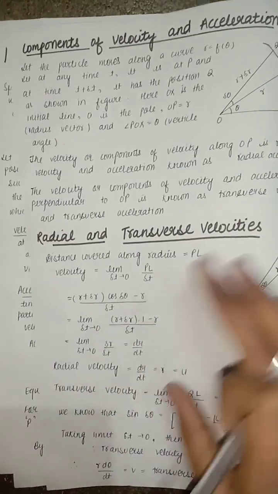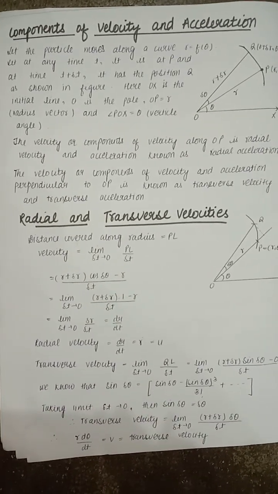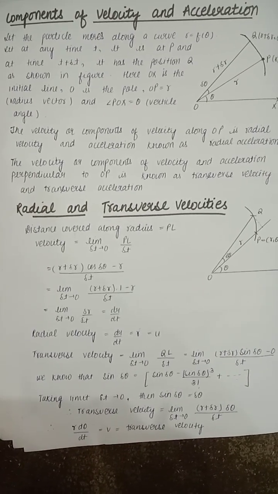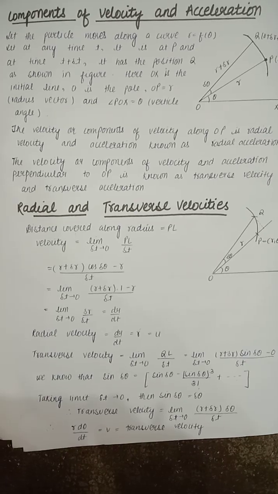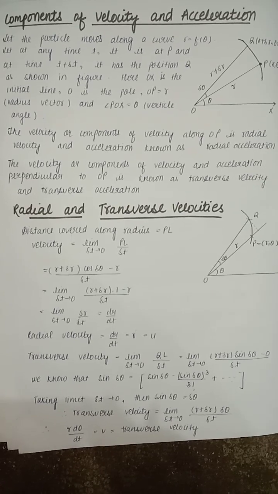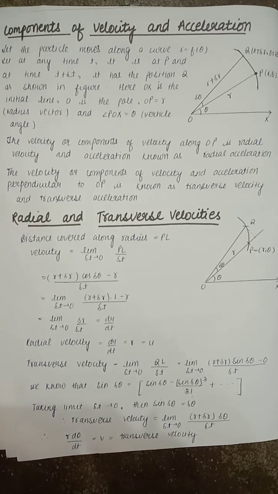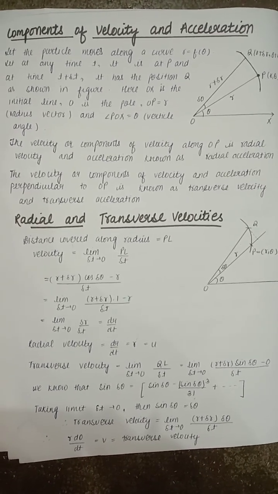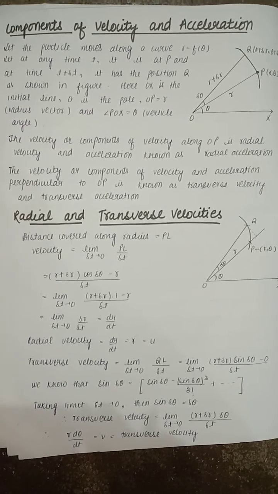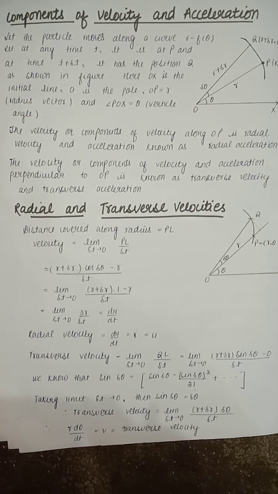Next, we proceed to components of velocity and acceleration. Let the particle move along a curve r is equal to f of theta at any time t. It is at P, and at the time t plus del t it has the position Q, as shown in the figure. Here OX is the initial line, O is the pole, OP is equal to r, which is the radius vector, and angle POX is equal to theta, which is the vectorial angle. The velocity or component of velocity and acceleration along OP is known as radial velocity and radial acceleration. The velocity or component of velocity and acceleration perpendicular to OP is known as transverse velocity or transverse acceleration.